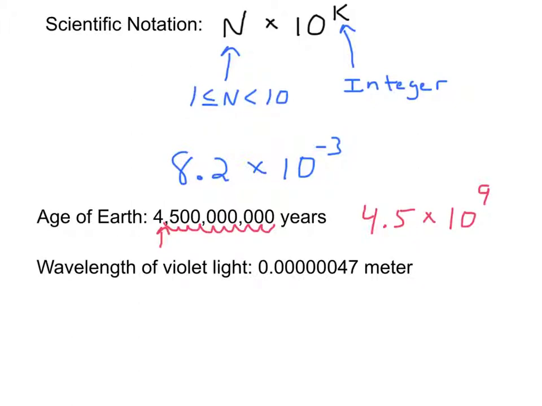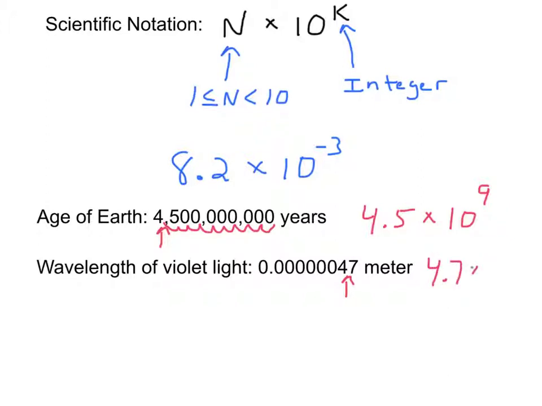Now, scientific notation works really well on really small numbers too. Like in this example, look at the wavelength of violet light is 0.0000047 of a meter. So again, to write this in scientific notation, we have to first find where the decimal point is going to go. And so we read the number from left to right, and we find the first non-zero digit is 4. It's going to go right after that, so it's going to end up being 4.7. So the decimal point will go between that 4 and that 7.